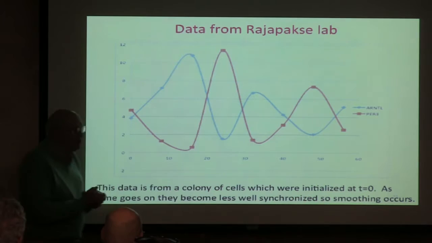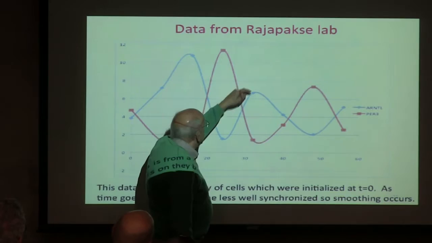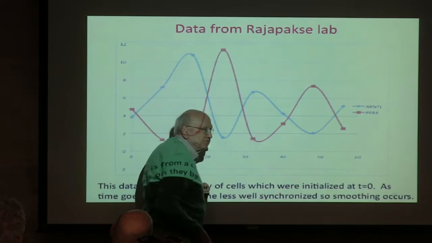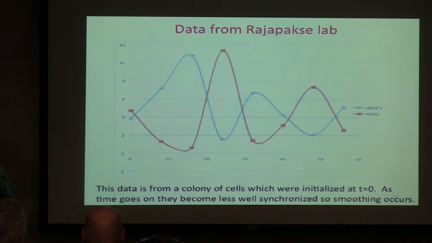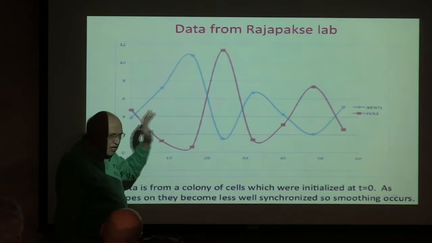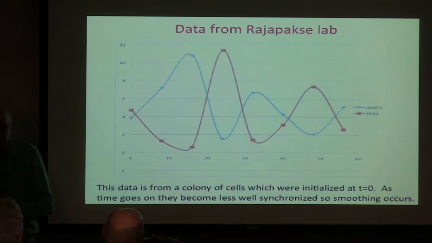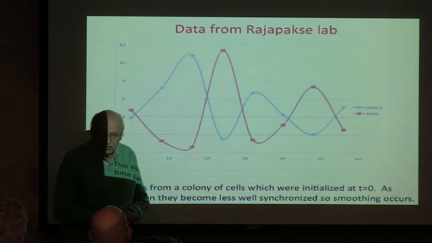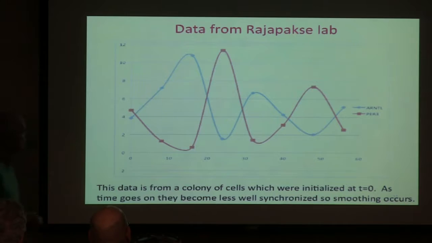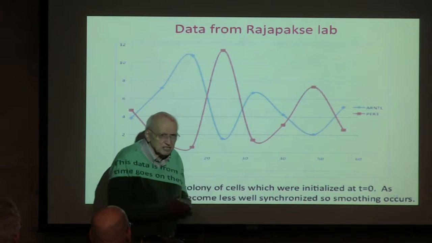Now, you ask yourself, why is this point on this curve not as high as that? And I asked myself that, then I went to him and asked, and he explained to me a very simple explanation, namely that of course, this is from a colony of cells. And originally, for this first cycle, the colony is very well synchronized to start with. But over the evolution of this, cells don't evolve according to Newton's second law. And by the time you get to the next cycle, they have become detuned. So they're not in synchrony anymore.